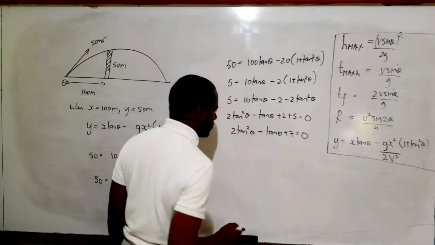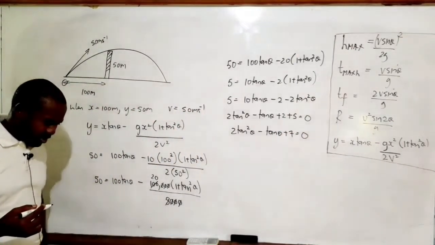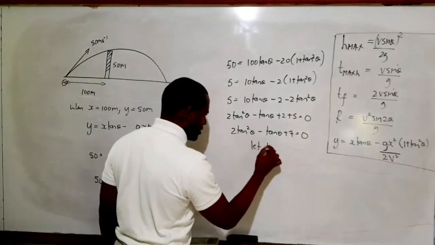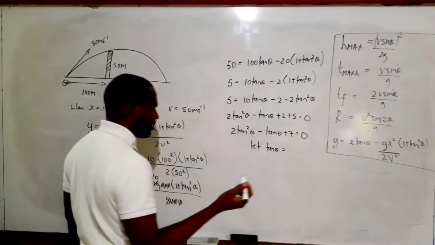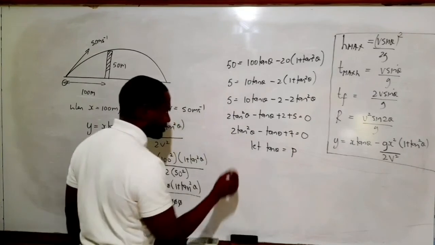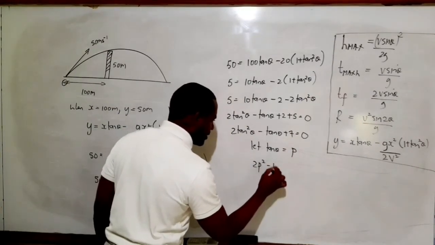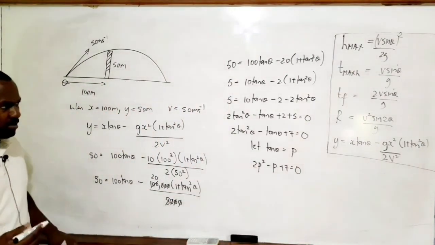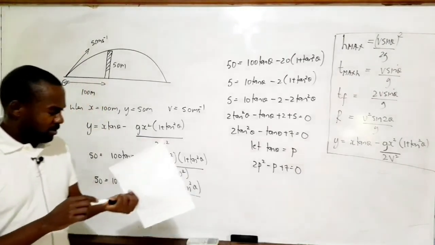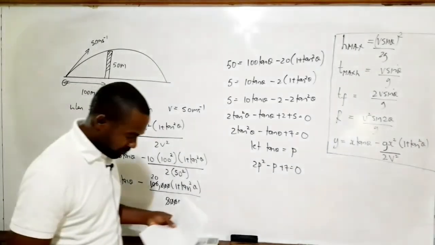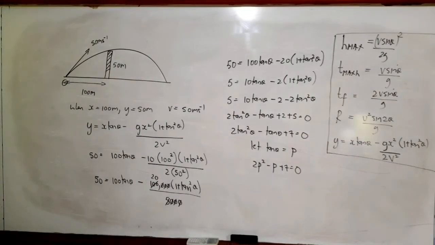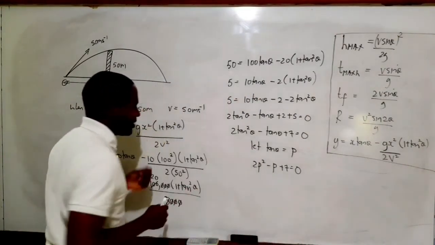Right? And this essentially is a quadratic in tan theta. So for instance, we can say let tan theta is equal to some variable. Let's call it p. And so therefore this becomes 2p squared minus p plus 7 is equal to 0. So we'll then solve for p and then equate to tan theta and find the possible values of angle theta. Right, so this is basically our equation which you'll have to solve.